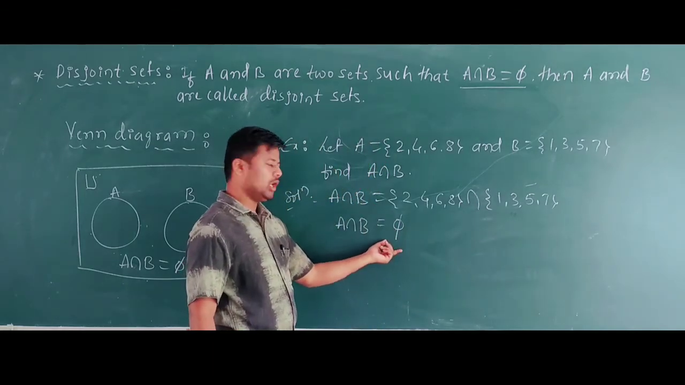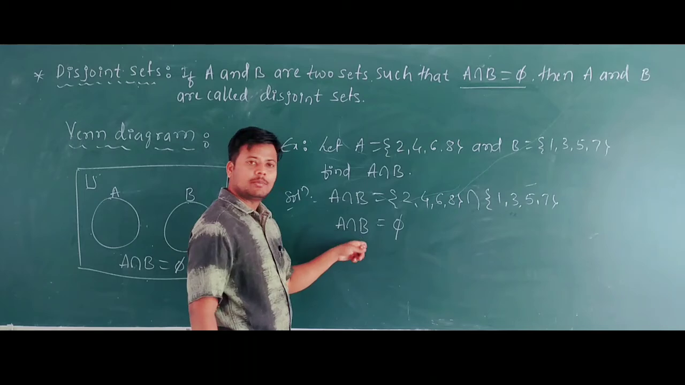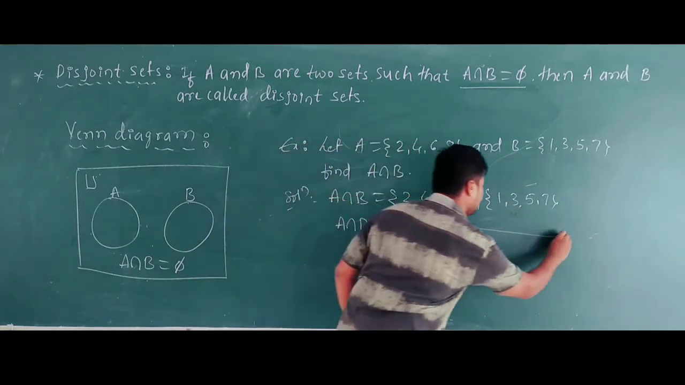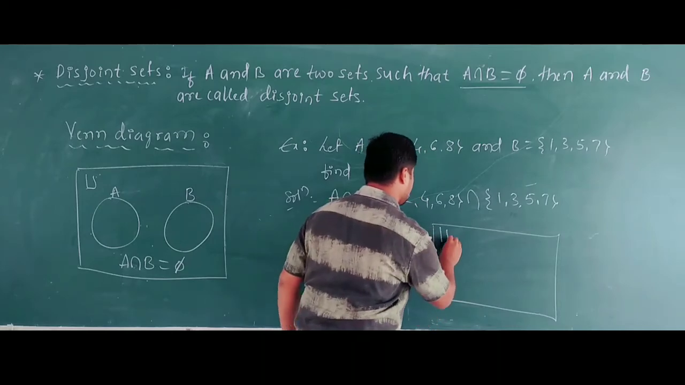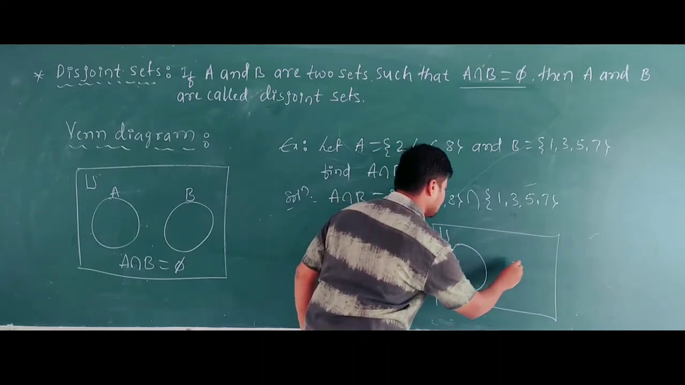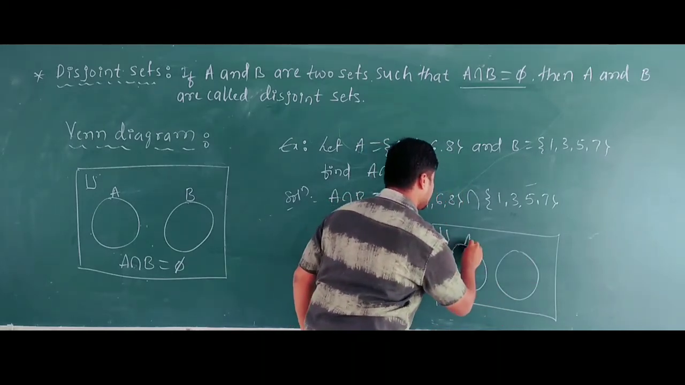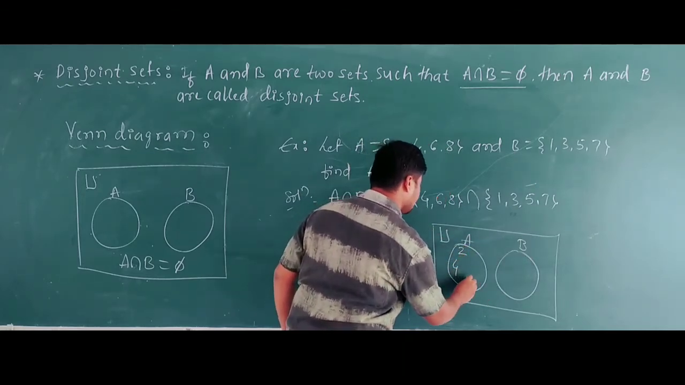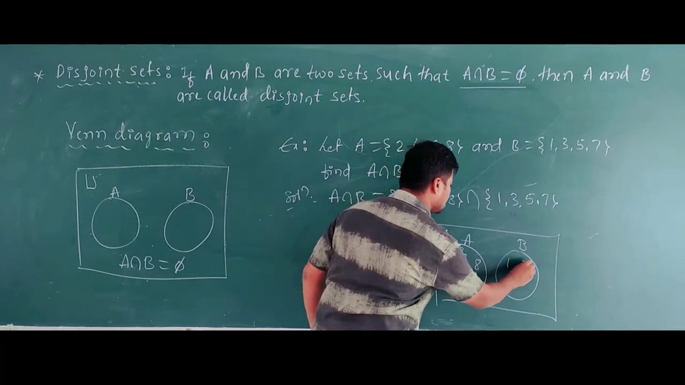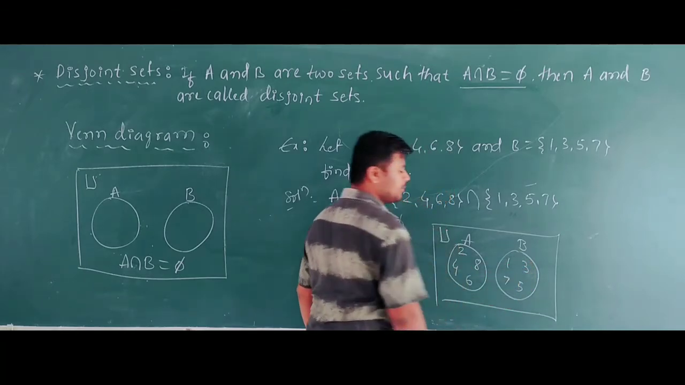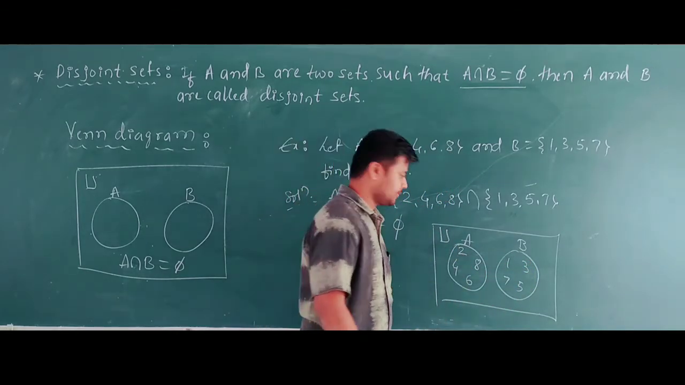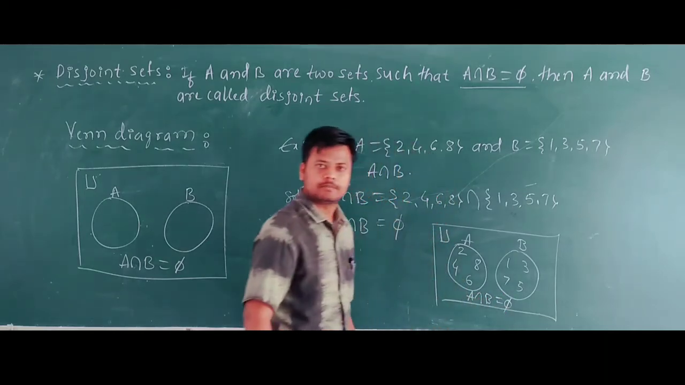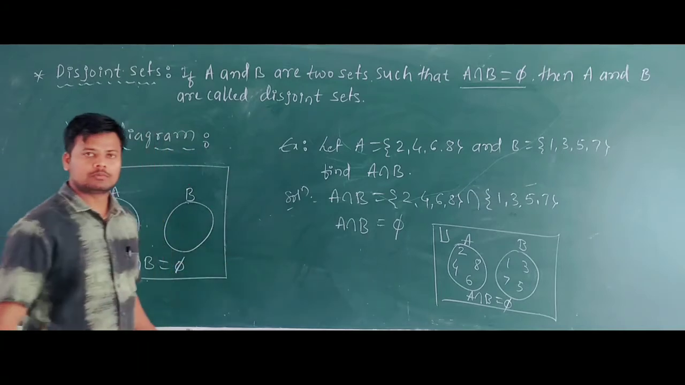So then only we call A and B are disjoint sets. You know, A and B will be disjoint sets. This is U, this is A, this is B. So set A nalli 2, 4, 6, 8 ಇದೆ. So 1, 3, 5, 7. Set B nalli no common elements. So here A intersection B equal to null set. Is it clear? No doubt.